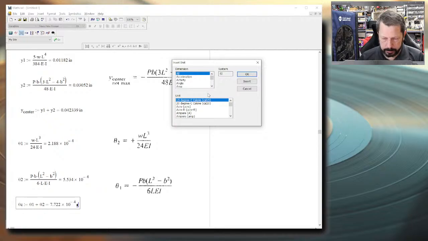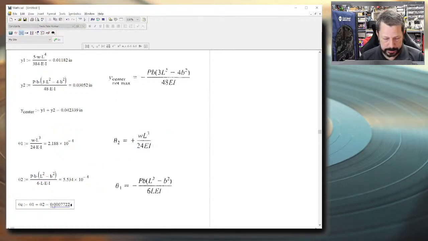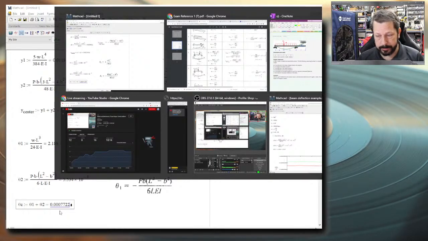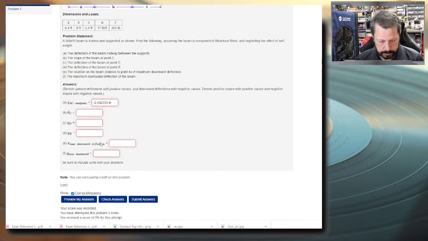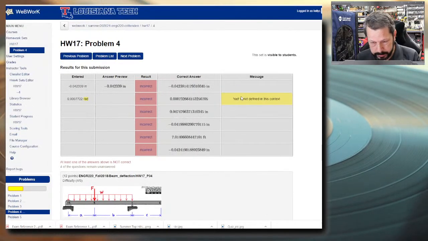let's turn this into a decimal with a bunch of decimal places, copy it, see if WebWork likes this one by any chance. Here you are. I don't know if I need to put radians on here, or we'll see. Oh, no, it doesn't like radians. We do have the right number. Again, we're off a little bit.